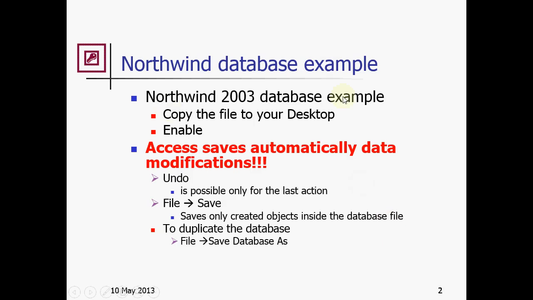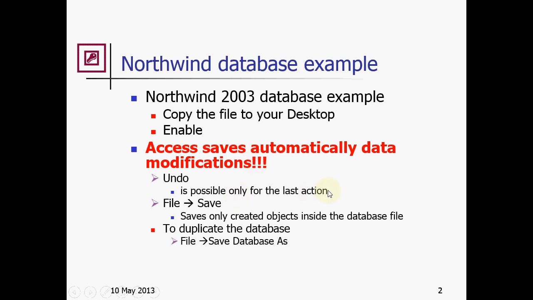Okay, we have already gone through the Northwind 2003 database. I suggest you copy the file on your desktop and press enable. The first thing you have to learn about databases, in particular Access, is that it saves your data modifications automatically without asking you anything. While for all the other Office products you have to explicitly press save to save your file, Access doesn't. If you do any modification to your data, everything is saved automatically without you pressing anything. And undo is possible only for the last action.